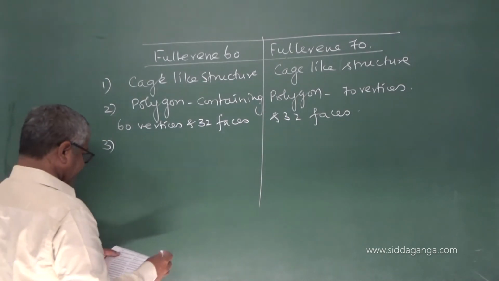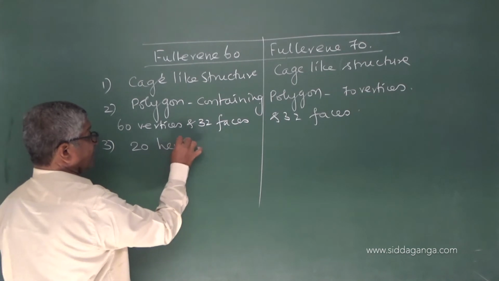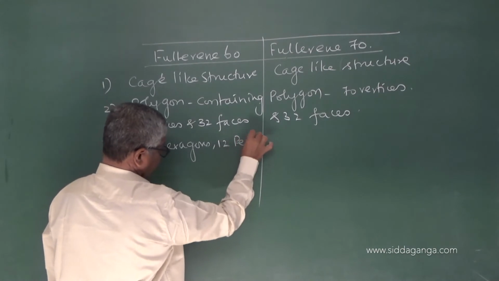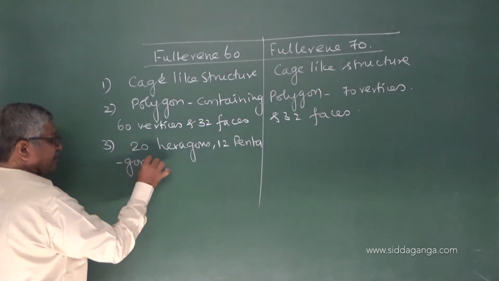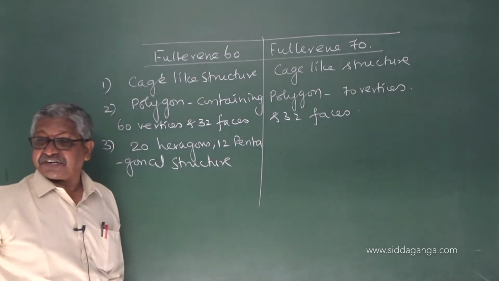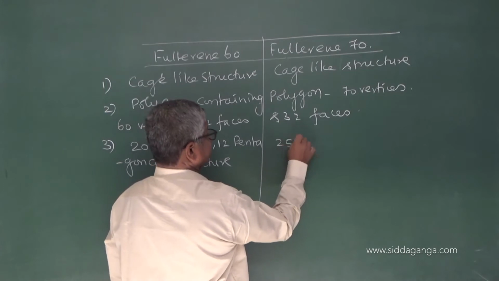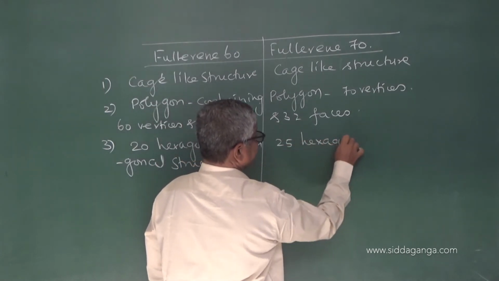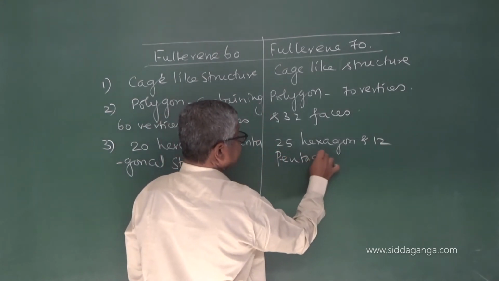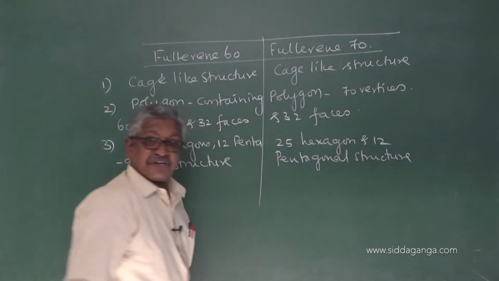So fullerene 60 has 20 hexagons and 12 pentagonal structures. Whereas fullerene 70 has 25 hexagons and 12 pentagonal structures.